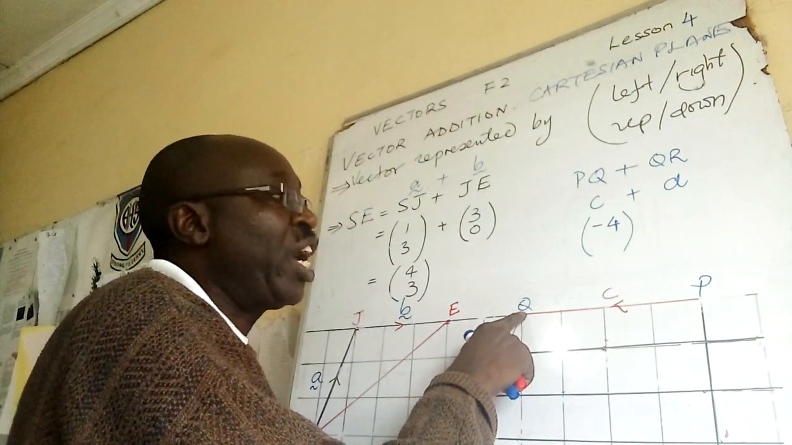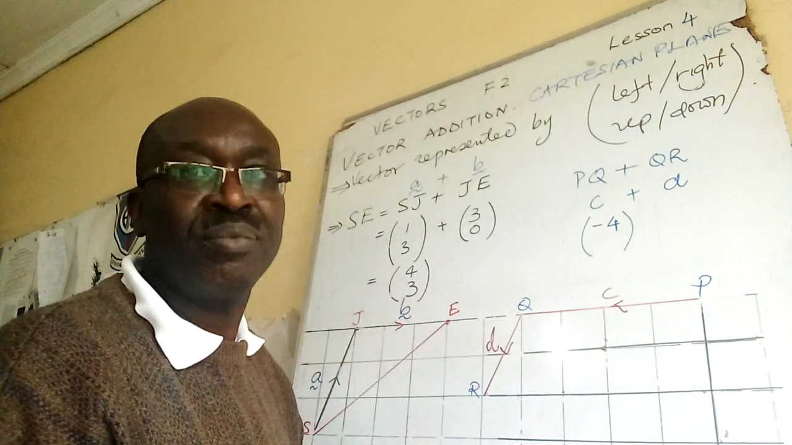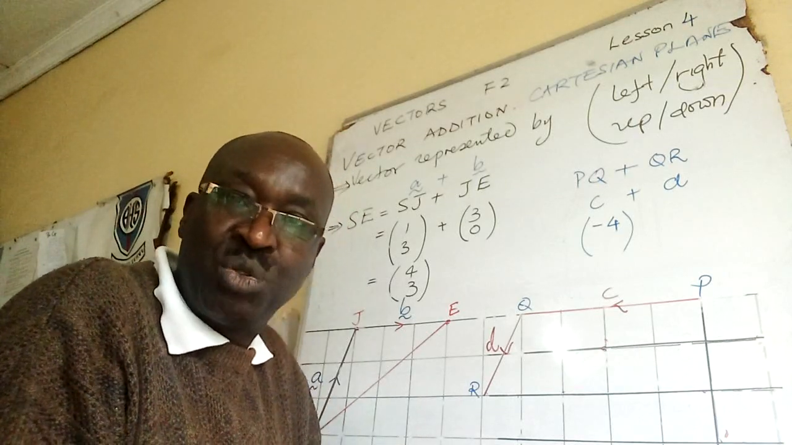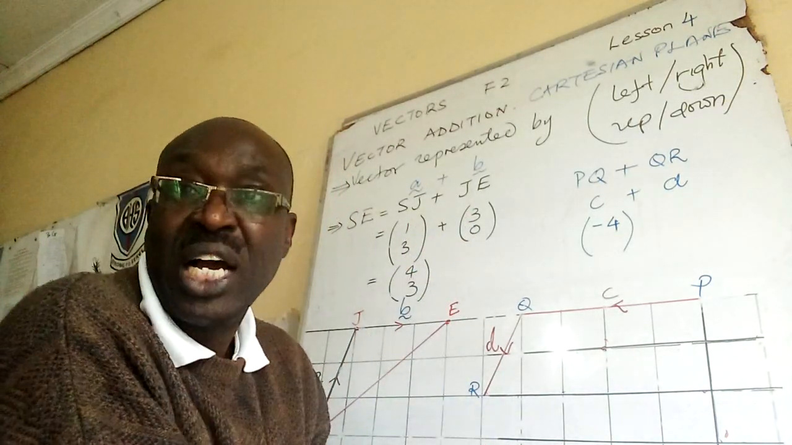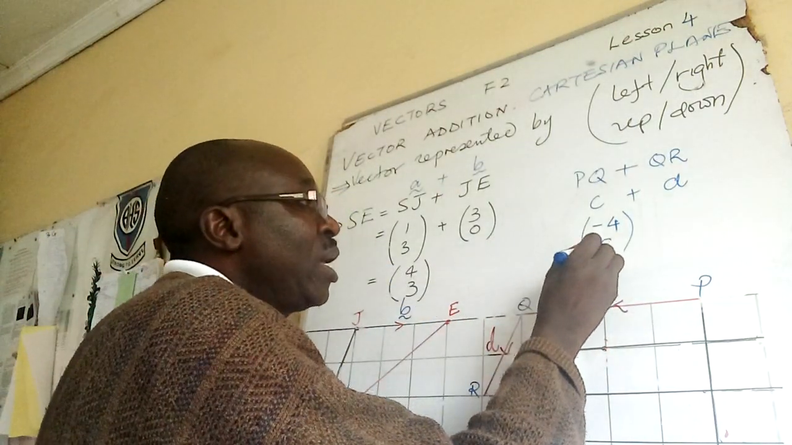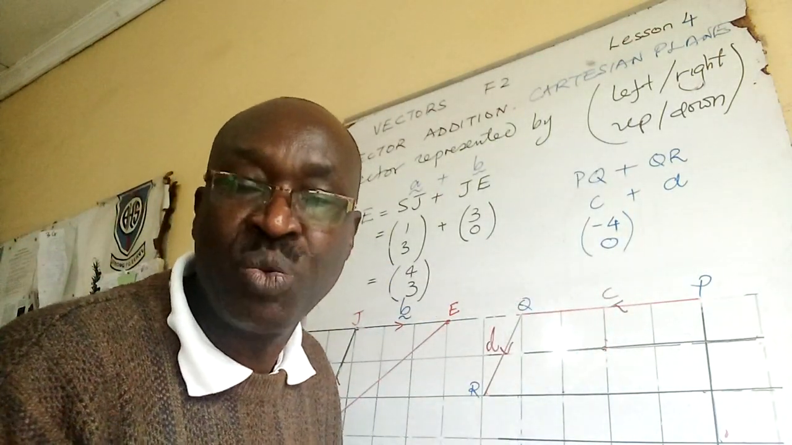I've reached here. I've already reached at Q. So you can't tell me I choose between up and down. I'm already at Q. So I cannot go up, I cannot go down. Why? I've already reached point Q.